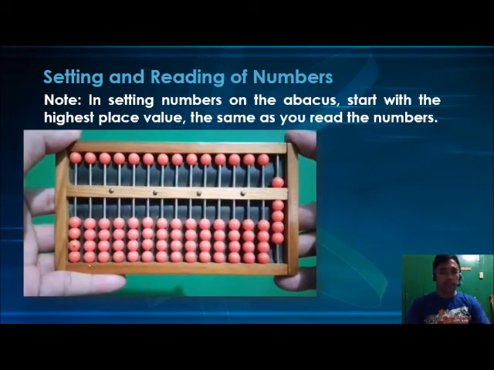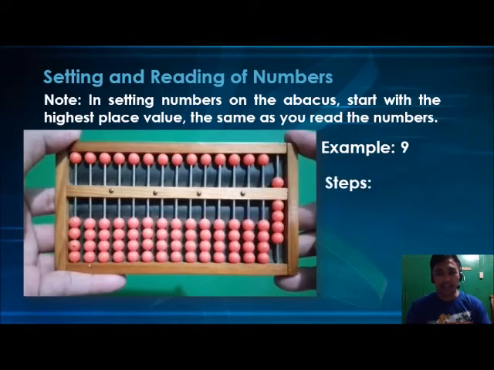Next is setting and reading of numbers. Note, in setting numbers on the abacus, start with the highest place value, the same as you read the numbers. Example, 9. This is 9. So, the steps: set 5. That is 5. We lowered the 5. Set 5.